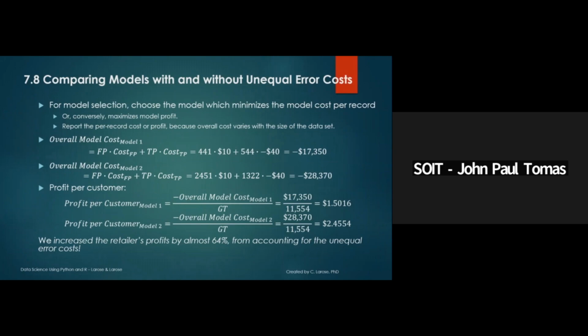So we increase the retailer's profit by almost a dollar from accounting for the unequal error cost. That would be your profit per customer. Meaning you have a little bit more profit if you utilize model 2. So it's roughly 1.5 versus 2.4, a difference of more or less $1.